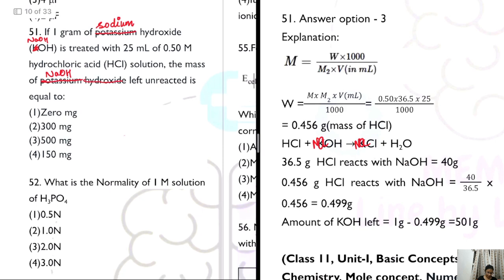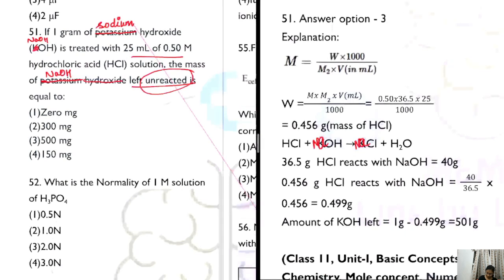So our first question is, if 1 gram of sodium hydroxide is treated with 25 ml of 0.5 molar HCl, the mass of NaOH left unreacted is. So see, what we will use, the chemical reaction. HCl plus NaOH to give NaCl plus H2O.